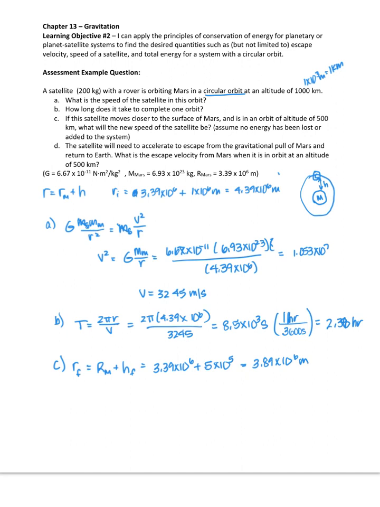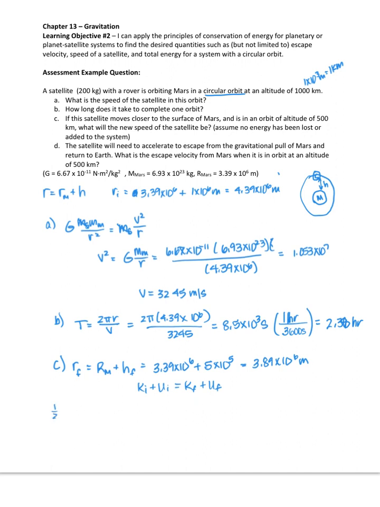In part C, I said to assume that no energy was lost or added to the system. Basically, I wanted you to be able to use the conservation of energy. So you look at the initial kinetic and potential energy and set it equal to the final kinetic and potential energy. So what we're saying is that when it was at an orbit of 1,000 kilometers, that was our initial location, and our 500 kilometer altitude orbit is going to be our final location.